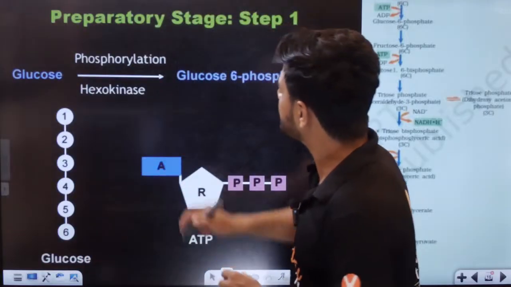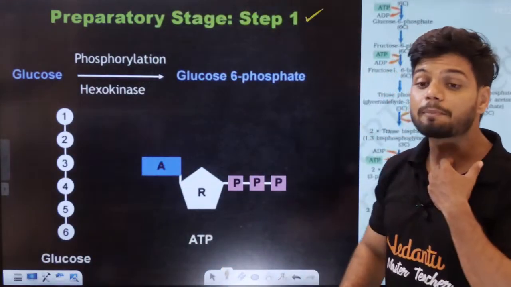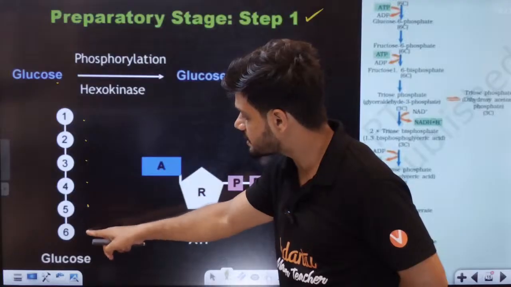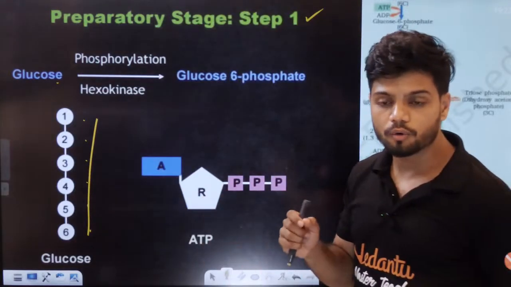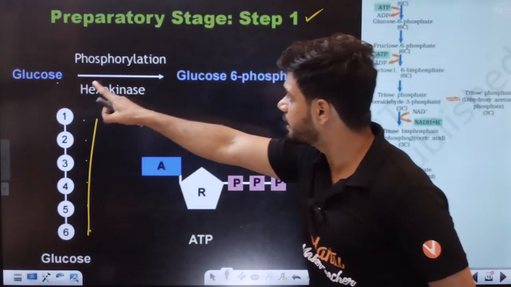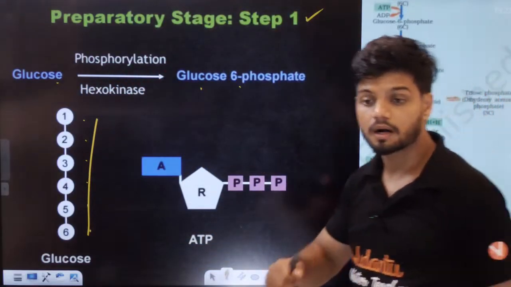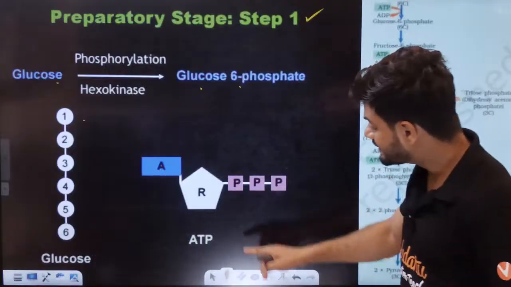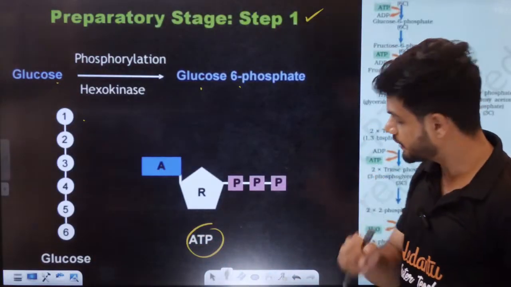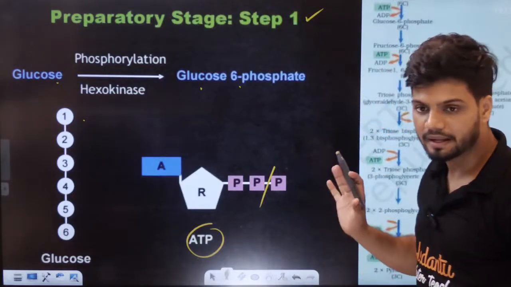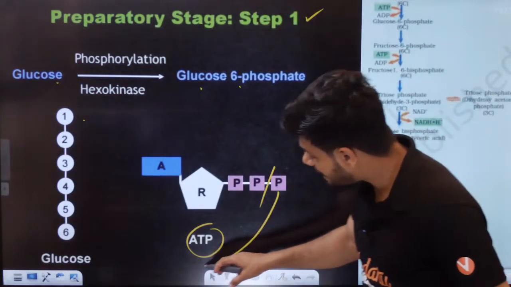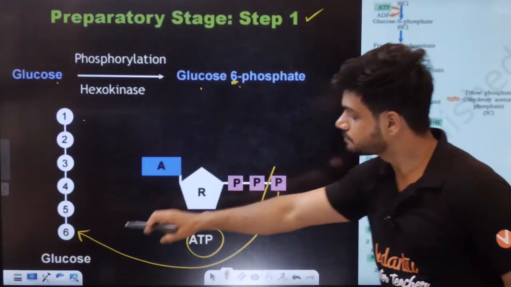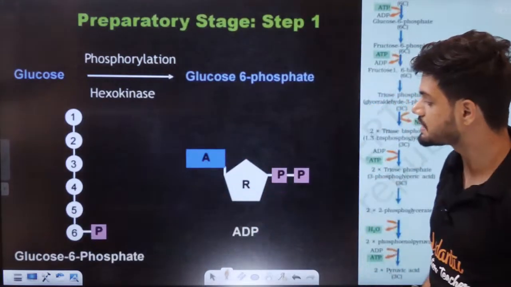Now in the preparatory stage, there is step 1. In step 1, what happens, students? Glucose, which is a 6 carbon molecule, gets converted to glucose 6 phosphate. How? Very simple. Now this is a glucose here. I will take an ATP molecule, adenosine triphosphate, and I'll break off this phosphate. I will attach it to the 6th position here. So glucose becomes glucose 6 phosphate. That is the first step.